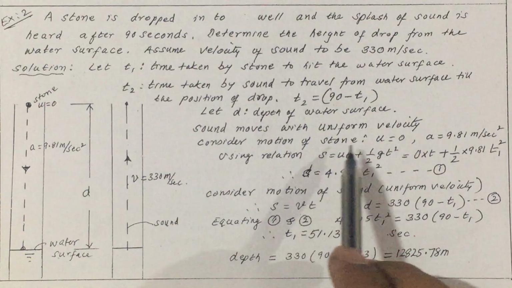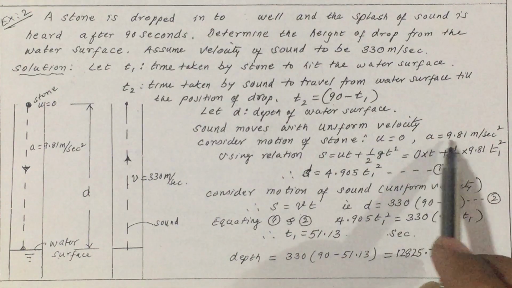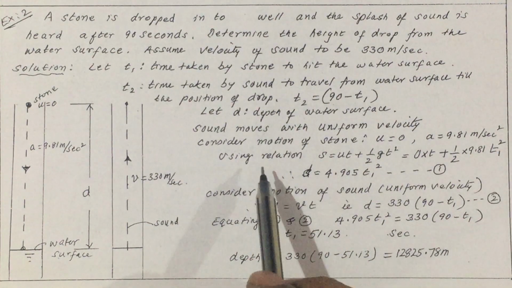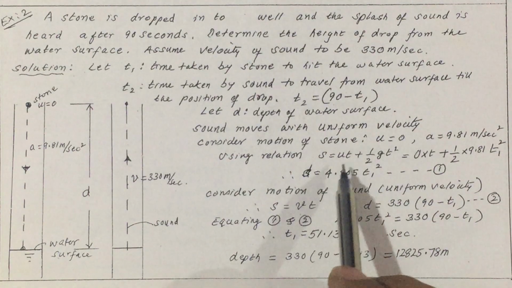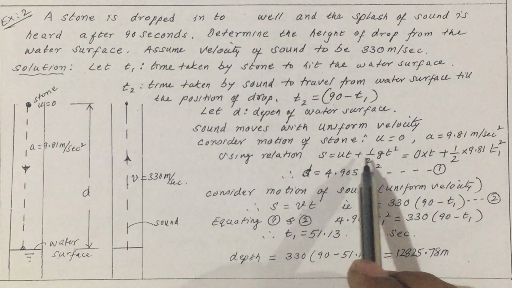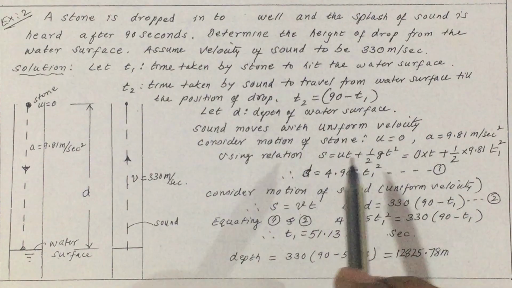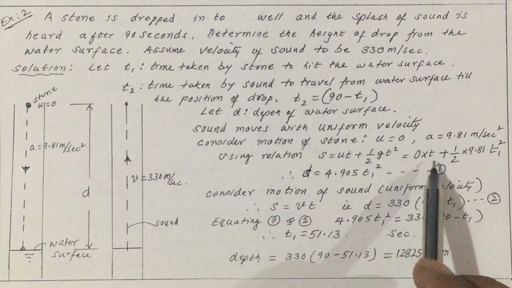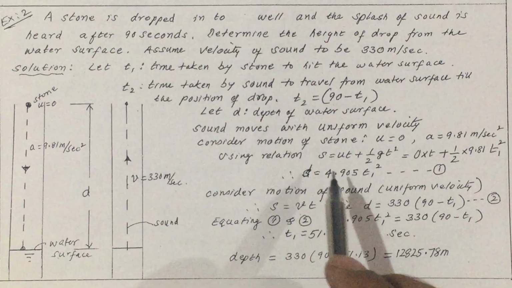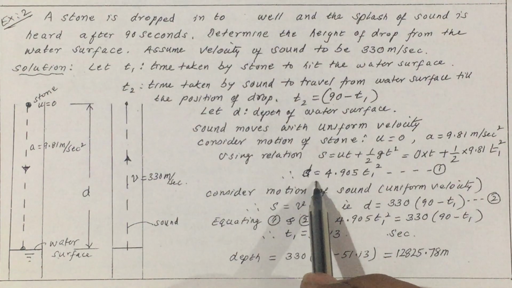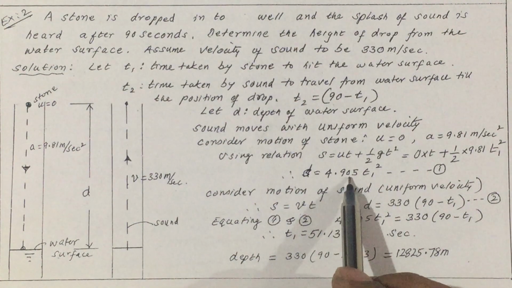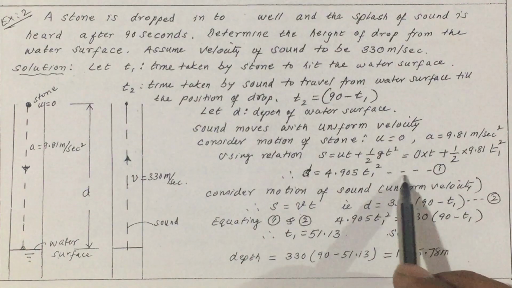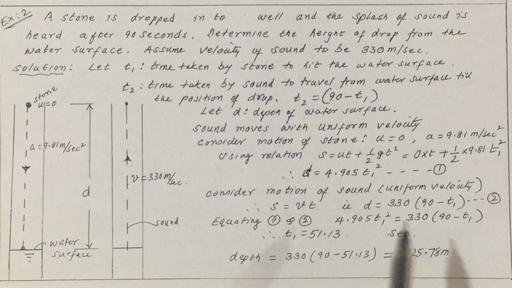Consider motion of the stone. U is equal to 0, A is equal to 9.81 meter per second square. Using the relation S equal to UT plus half GT square, substitute the values here. You are going to get D equal to 4.905 T1 square. Take it as equation 1.